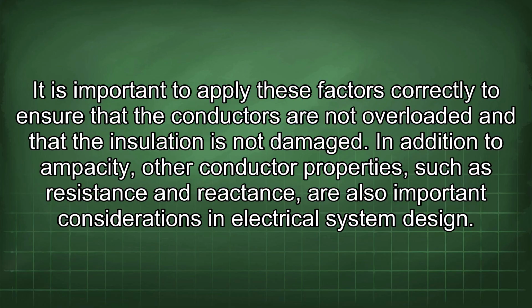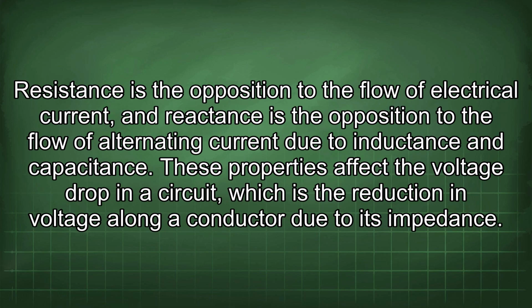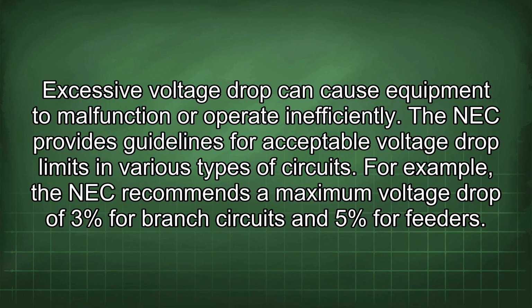electrical system design. Resistance is the opposition to the flow of electrical current, and reactance is the opposition to the flow of alternating current due to inductance and capacitance. These properties affect the voltage drop in a circuit, which is the reduction in voltage along a conductor due to its impedance. Excessive voltage drop can cause equipment to malfunction or operate inefficiently.